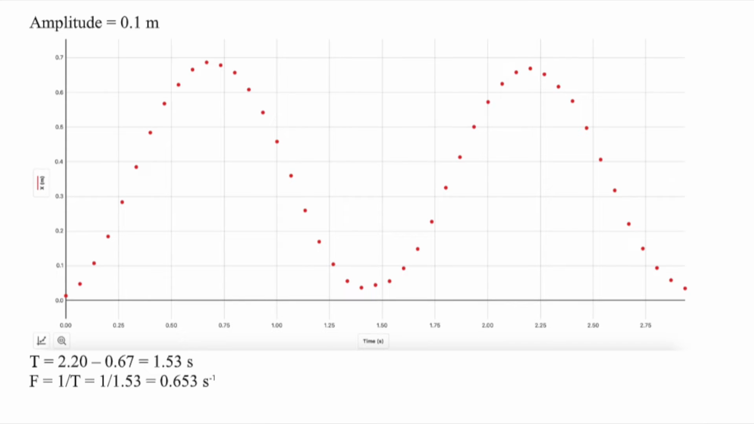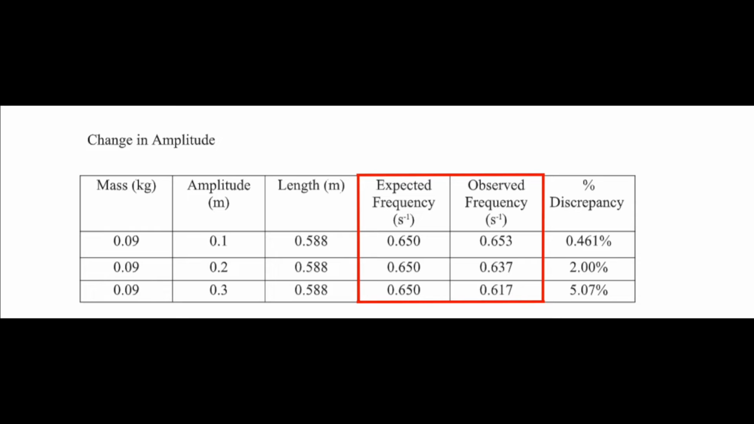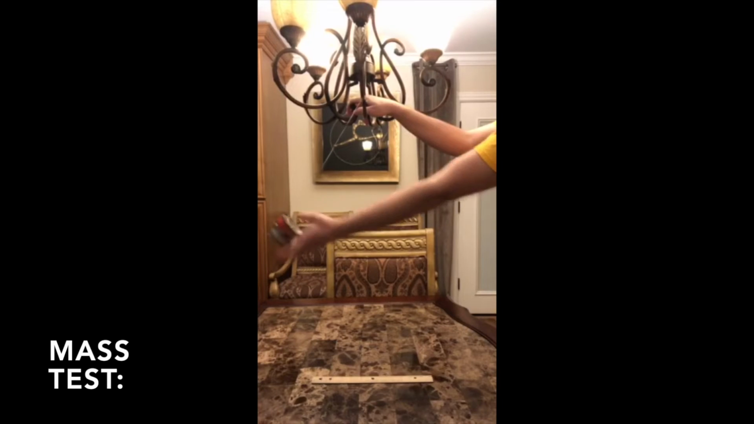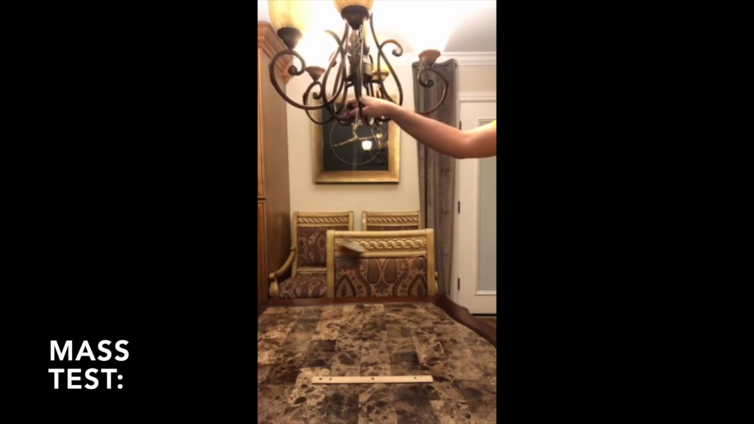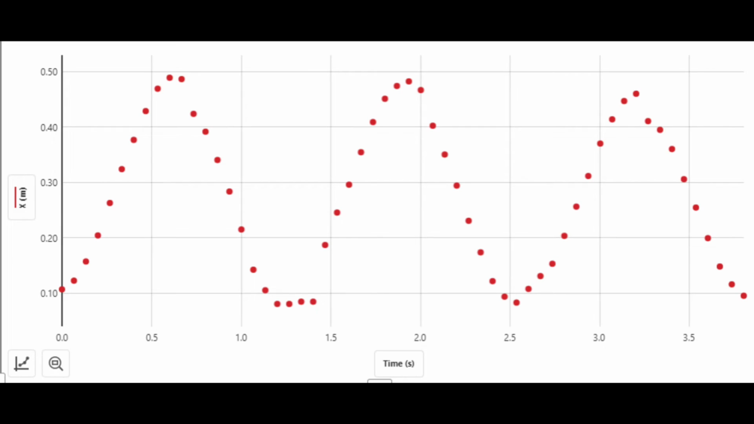From looking at the graph, the time required to complete one oscillation, period, was found, and frequency was obtained as a result. As predicted, the observed frequencies were insignificantly different across the three trials of the amplitude test, regardless of the change in amplitude. For the mass test, amplitude and string length were constant, with only the mass being changed. Here's also a sample motion graph of a trial from the mass test.